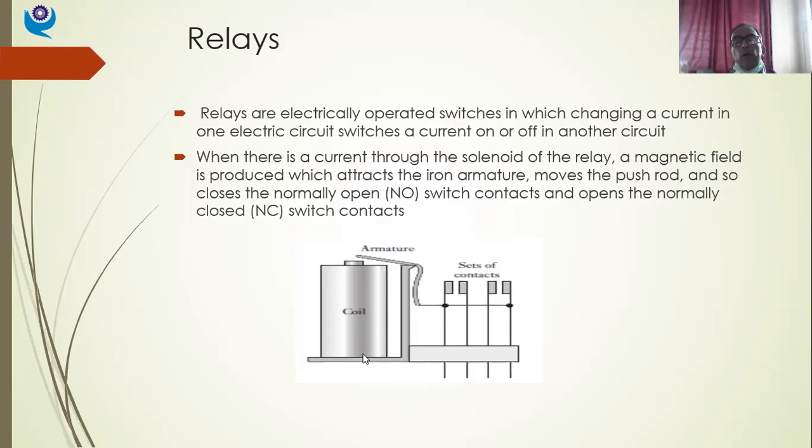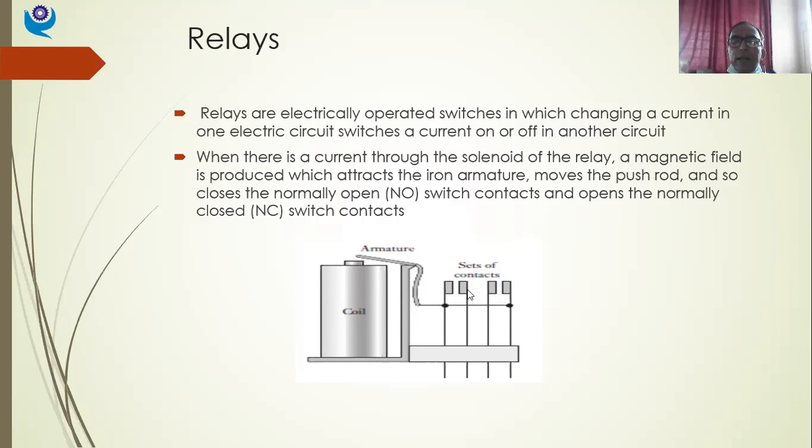Now, when I want to use those NC and NO switches, I have a coil, an electromagnetic field is generated, and there will be a magnetizing current flowing. Because of this magnetizing effect, this armature will be pulled towards the coil, like a solenoid. As in a solenoid, the core is pulled or pushed inside. In this electromagnetic field, this armature will be pulled or pushed. Now, when it is pulled, this push rod will be pulled.